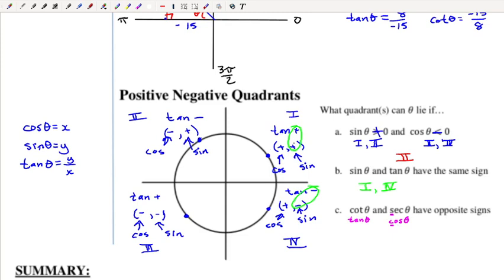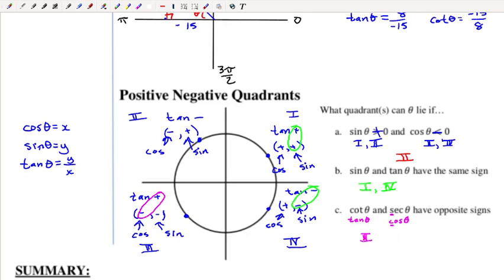So looking in my first quadrant, tangent and therefore cotangent is positive, cosine and therefore secant is positive, so they have the same sign, so not the quadrant we're looking for. In quadrant 2, tangent is negative, so cotangent is negative, and cosine is negative, so secant is negative. Again, they have the same signs, we don't want that, we want them to have opposite signs. Quadrant 3, tangent is positive, so cotangent must be positive, cosine is negative, so secant must be negative. There we have opposite signs we're looking at, quadrant number 3.